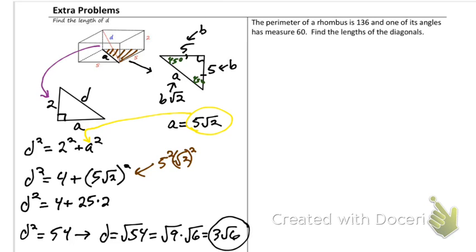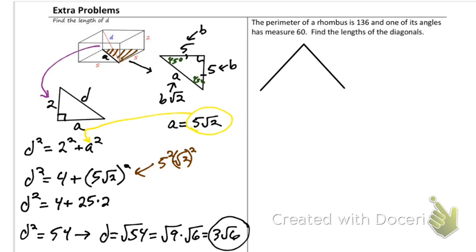All right, our next one says the perimeter of a rhombus is 136, and one of its angles has a measure of 60 degrees. Find the lengths of the diagonals. So we have a rhombus, and it says that it has a perimeter of 136. How does that help me find my side lengths? Labib? Divided by 4. Yeah, that's correct, because the sides are congruent. Perfect. So let's go ahead and draw a rhombus.